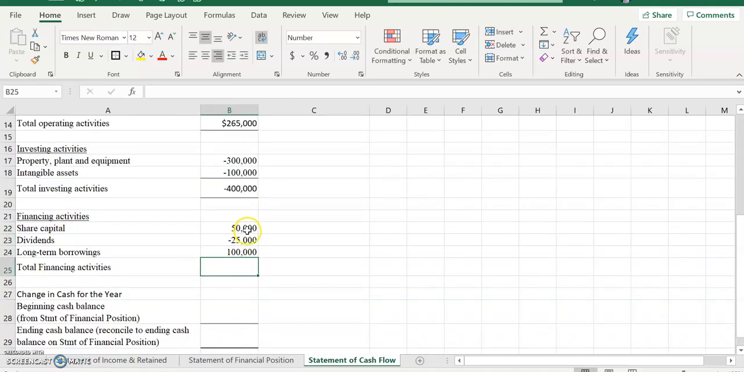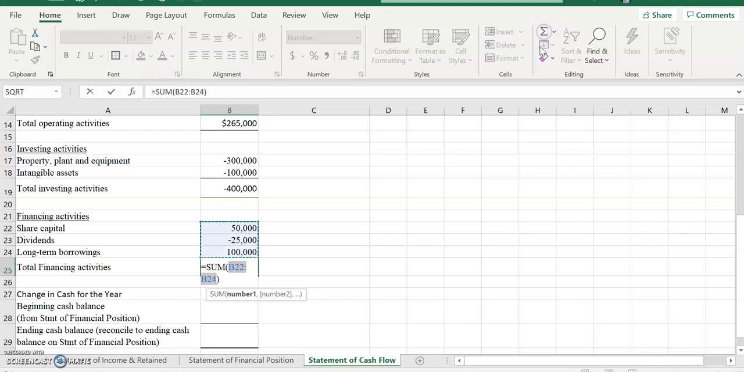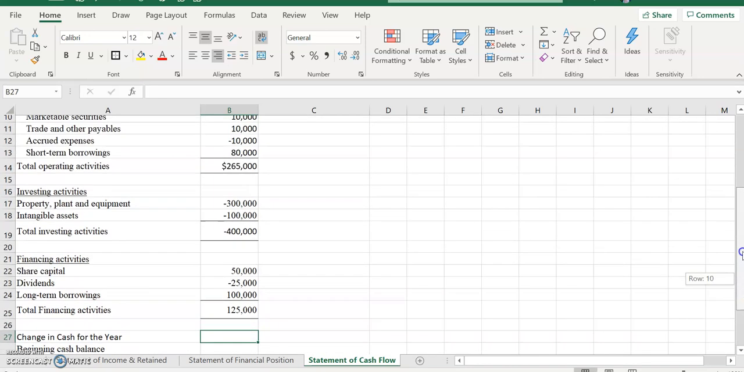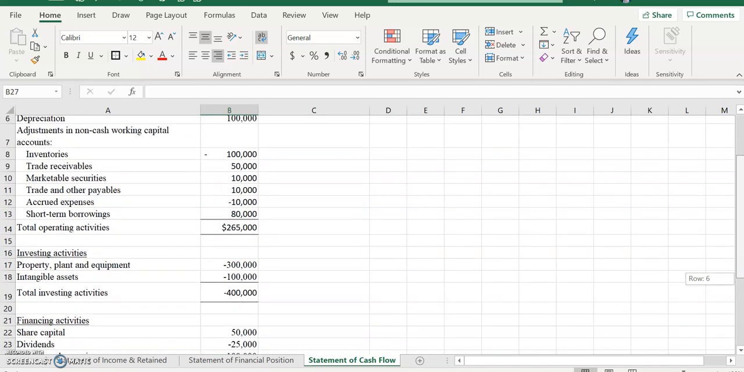Okay, so for our financing activity, our three items that are there are capital shares, or money from selling shares, paying out of dividends, and any long-term liabilities such as long-term borrowing. So our total effect on cash from financing activities is $125,000.